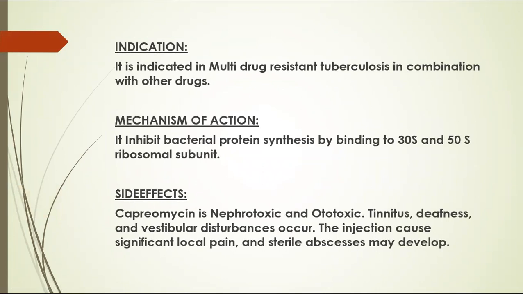Indication: It is indicated in multi-drug resistant tuberculosis in combination with other drugs. Mechanism of action: It inhibits bacterial protein synthesis by binding to 30S and 50S ribosomal subunits. Side effects: Capreomycin is nephrotoxic and ototoxic. Tinnitus, deafness, and vestibular disturbances may occur. The injection causes significant local pain, and sterile abscesses may develop.